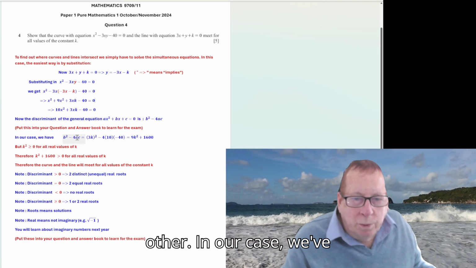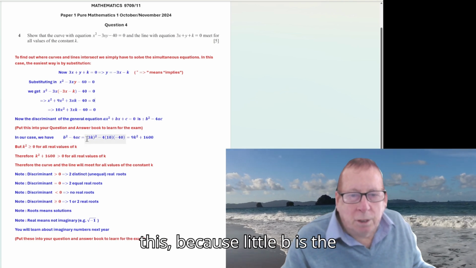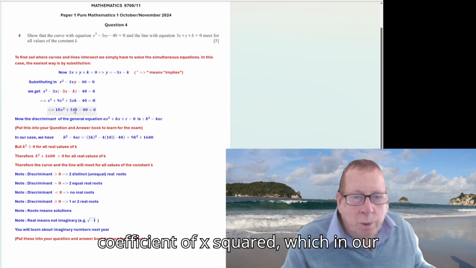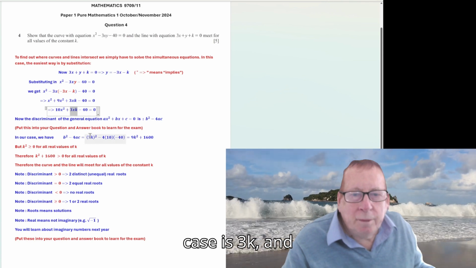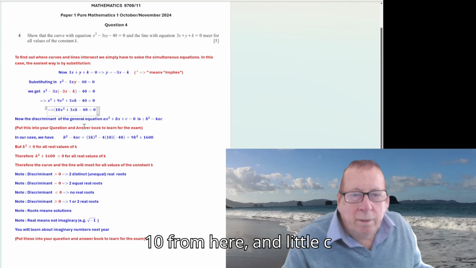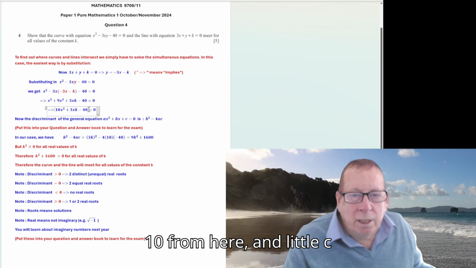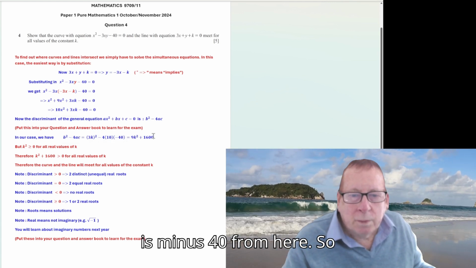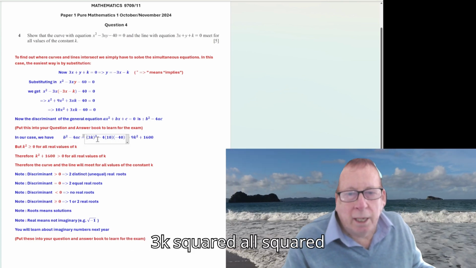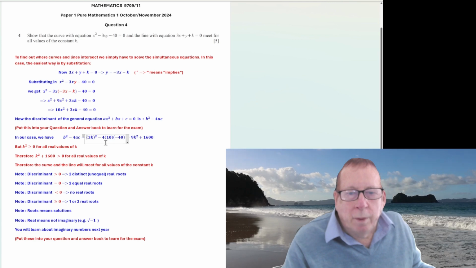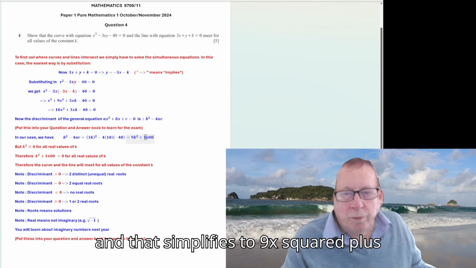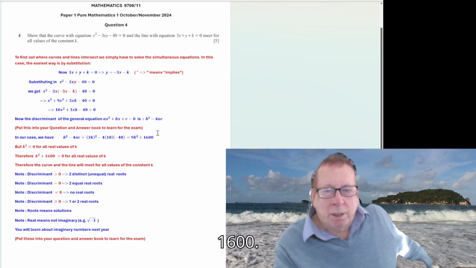In our case, we've got b squared minus 4ac equals this, because little b is the coefficient of x, which in our case is 3k, and little a is the 10 from here, and little c is minus 40 from here. So b squared minus 4ac is equal to 3k, all squared, minus 4 times 10 times minus 40, and that simplifies to 9k squared plus 1600.